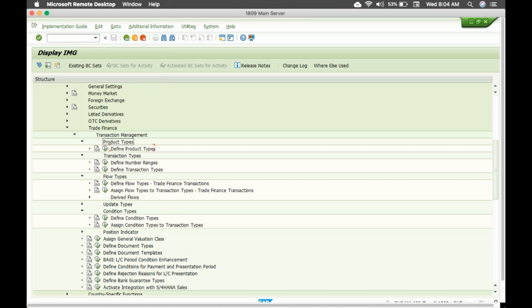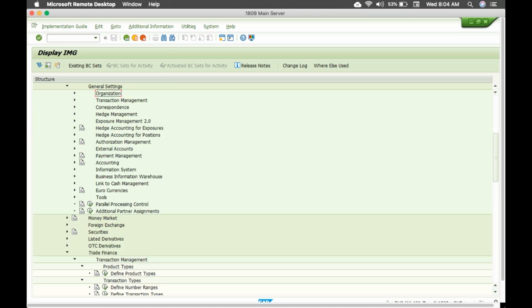Along with this, we know very well that in general settings we require organizational settings, transaction management settings, and correspondence settings. These are quite common features. But for the trade finance applications, we don't require any accounting information. Why? Because all the accounting information will be carried forward from material management. So we don't require any accounting to be updated in trade finance applications. So this is one point.